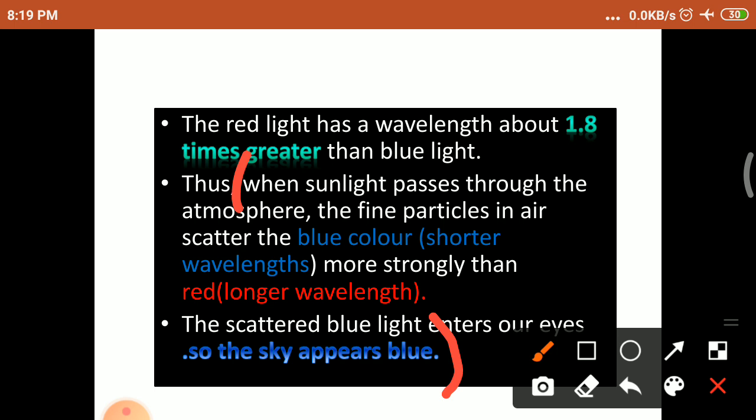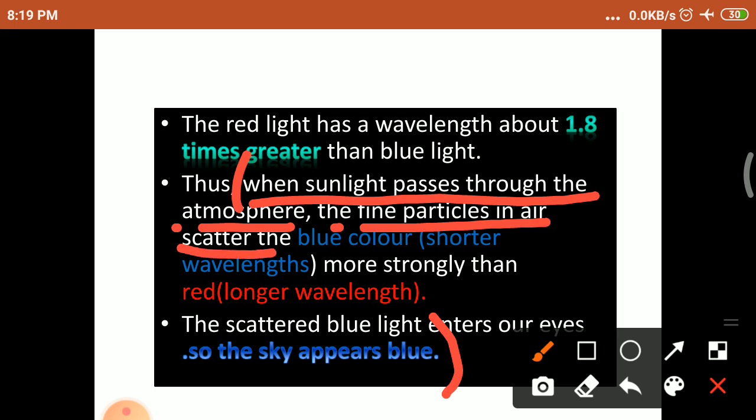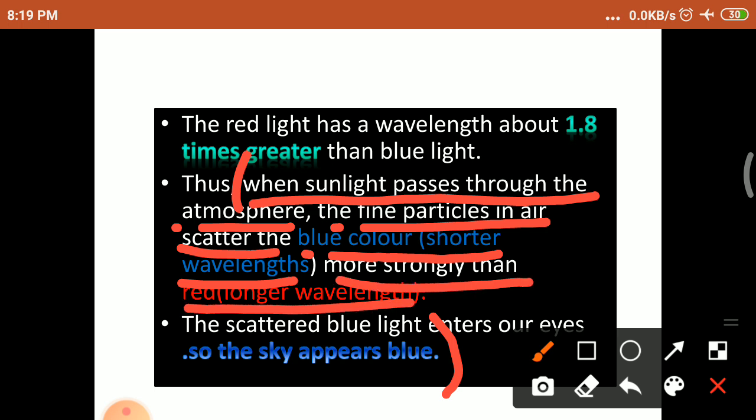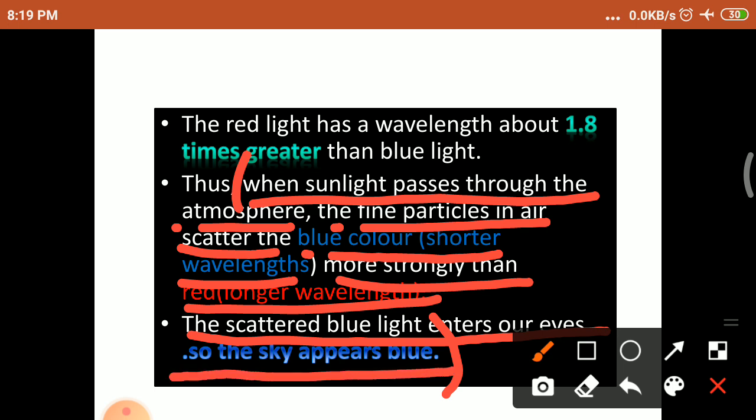This is the answer. When the sunlight passes through the atmosphere, the fine particles in air scatter the blue color of shorter wavelength more strongly than longer wavelength. So the scattered blue light enters into our eyes. So the color of the sky appears blue.